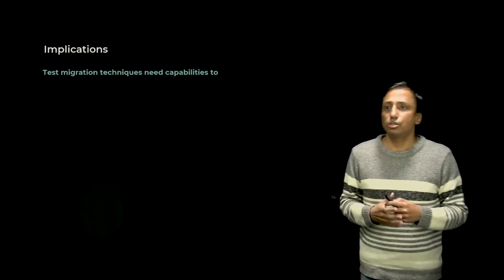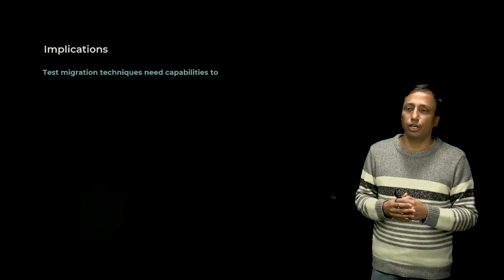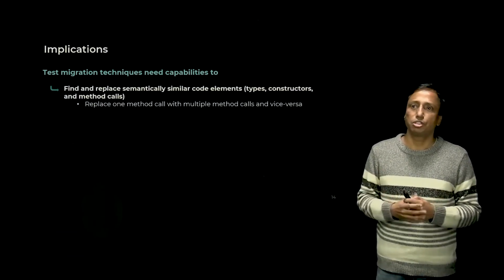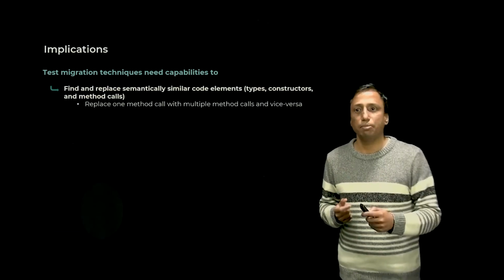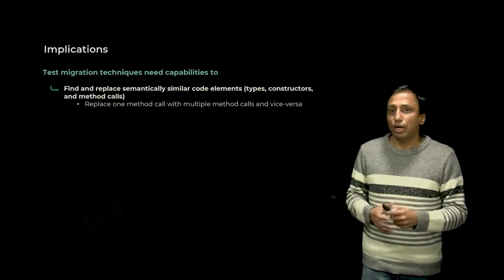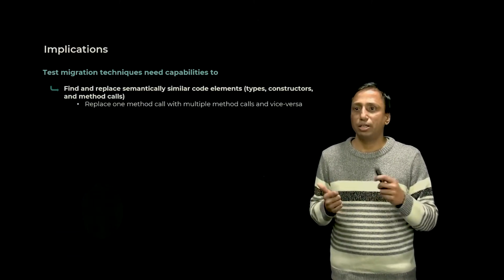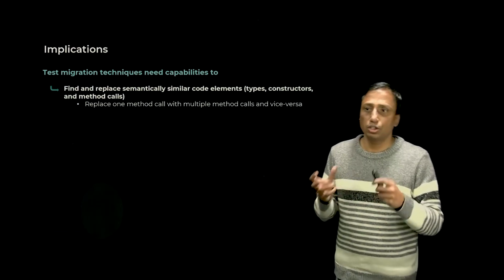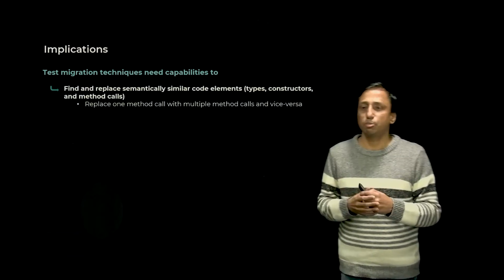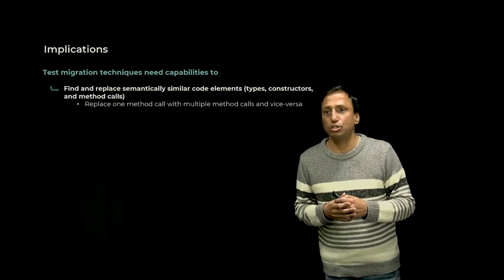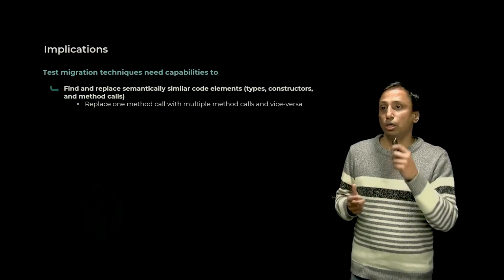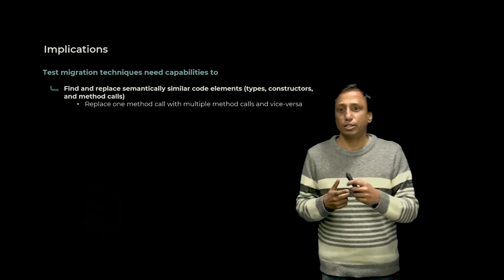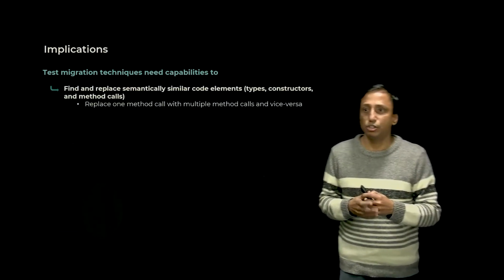Our contributions have various implications for test migration techniques. First, test migration techniques need capabilities to find and replace semantically similar code elements, specifically types, constructors, and method calls. There are clone detection techniques that find semantically similar code elements, but these clone detection techniques are not accurate enough to be used for test migration purposes. So we need to improve the accuracy of these clone detection techniques. Also, we need to consider that one method call might be replaced with multiple method calls. So we need clone detection tools that are capable of handling this condition.